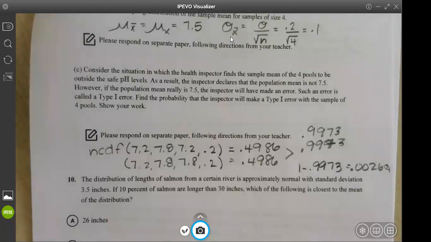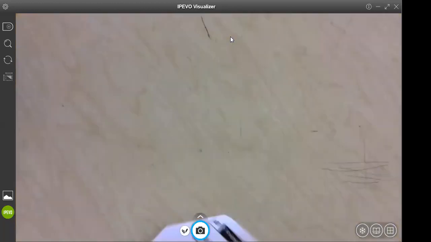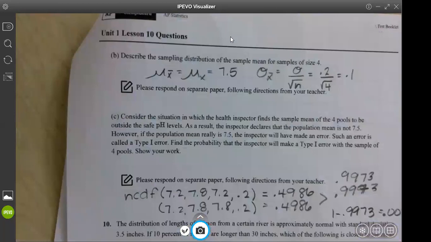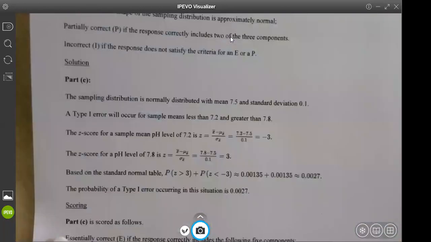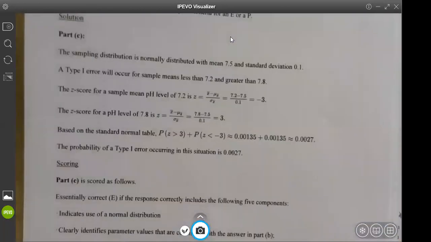All right, so let me show you what they did. I think they did more work than what I did, so I didn't do it that way. They said the sampling distribution is normally distributed with a mean of 7.5 and a standard deviation of 0.1. A type 1 error will occur for the sample mean less than 7.2 and greater than 7.8.